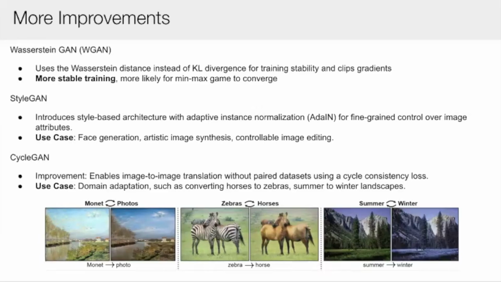StyleGAN was really cool. I think I have these images from StyleGAN. It's really just an improvement on image generation. CycleGAN as well. CycleGAN is a larger architectural jump compared to these two. But anyways, if you're interested in GANs, I recommend taking a look at these three architectures. But yeah, that's pretty much it.